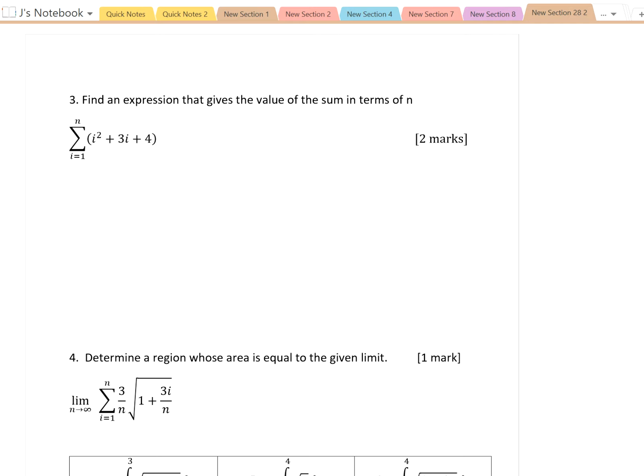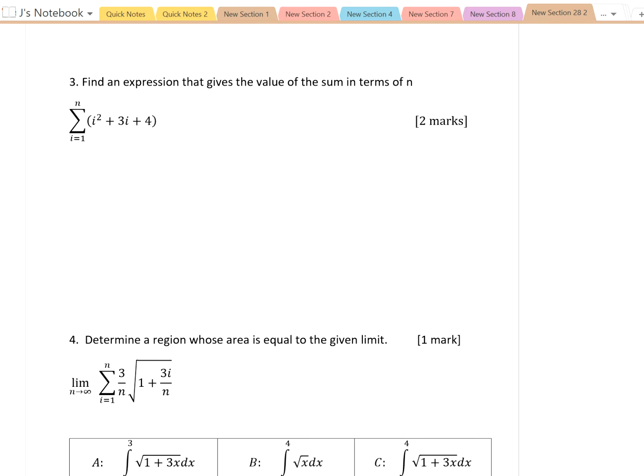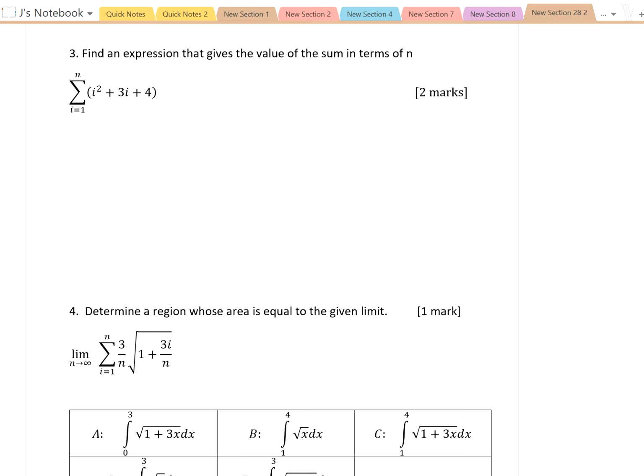Okay, next example. We're asked to find an expression that gives the value of the sum in terms of n. So, in order to do this question, we need some formulas. Write those formulas down. First formula is the sum from i equals 1 to n of a constant c, that's a constant plus that same constant plus the same constant, n times. We'll get c times n as a result.